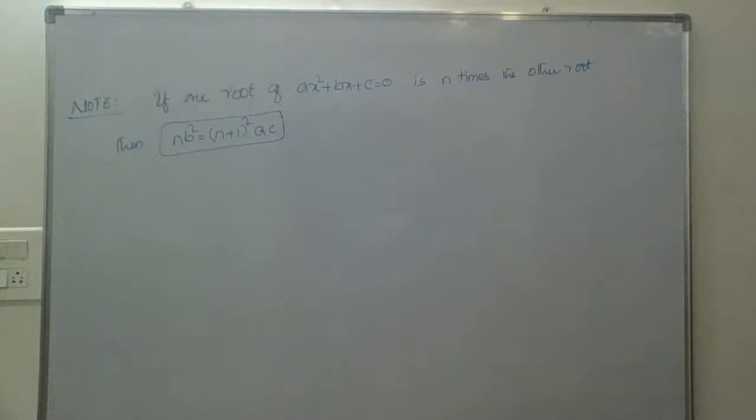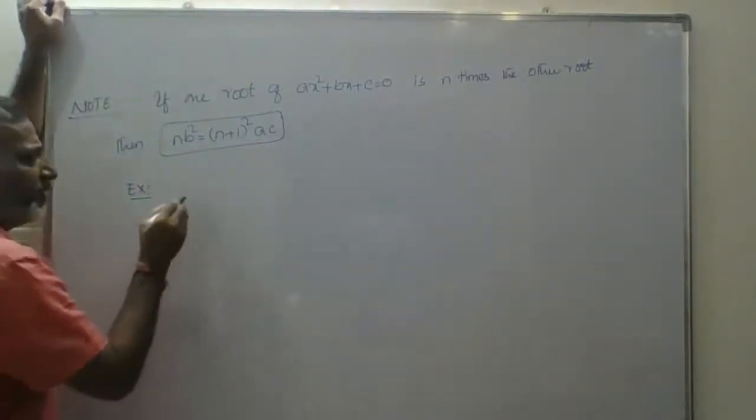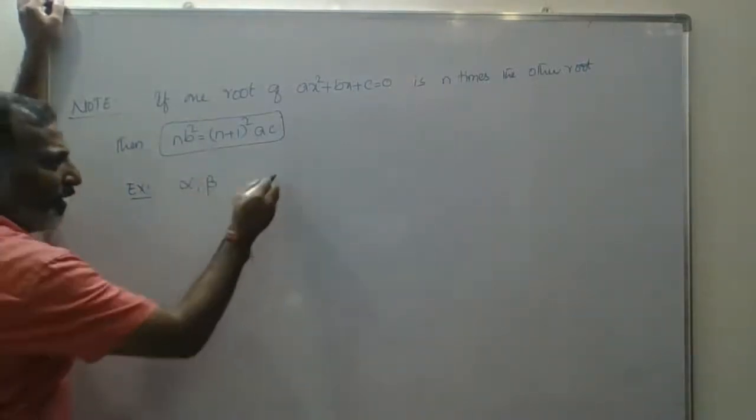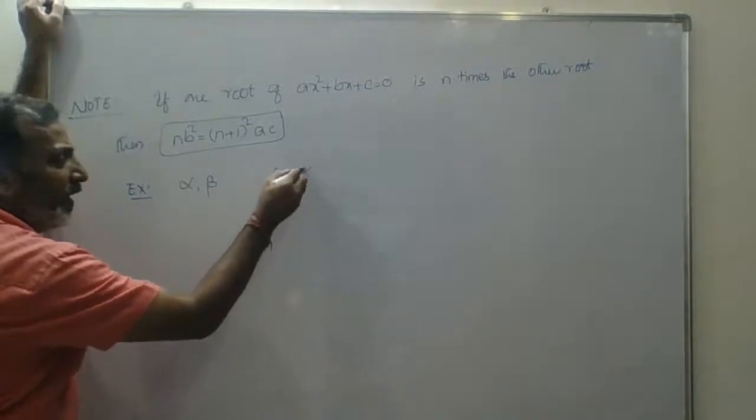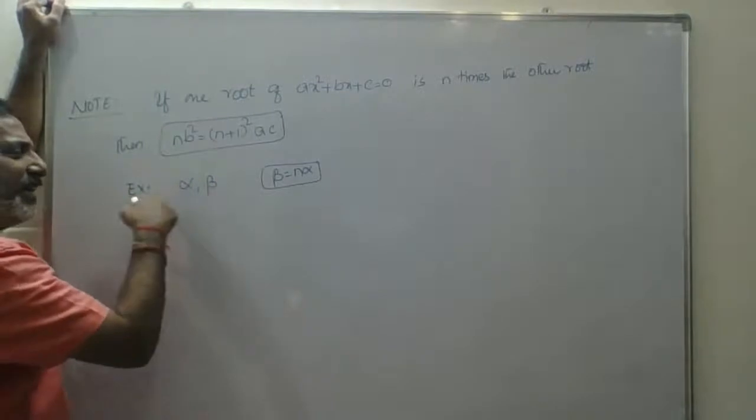If one root of the equation is n times the other root, then nb square is equal to (n plus 1) whole square into ac. Fast explanation, proof also explain it. Explanation: let alpha and beta be the roots of the equation. What is given? Beta is n times alpha. So one root is n times the other root.